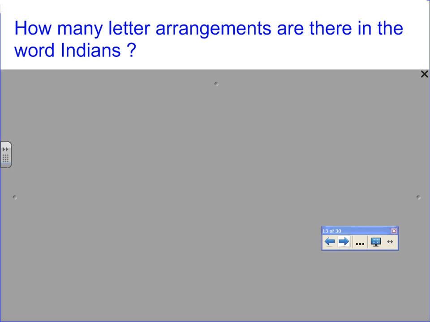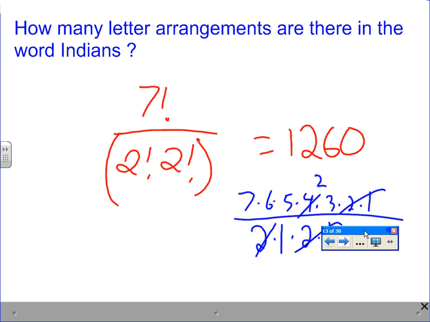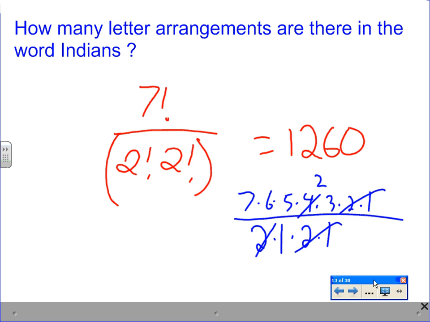So, you should have done 7 factorial over 2 factorial times 2 factorial. You need parentheses here. That might have been part of the problem, or some of you probably forgot that there were 2 repeats. 1260 is the answer. I know Ben likes to do it this way, so I wrote it this way up as well, in case anyone else likes to write out the factorials.